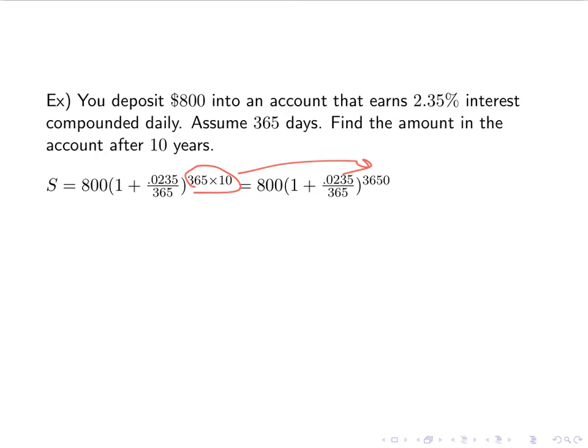0.0235 divided by 365 is something really terrible. It's not something nice, so leave the whole thing in there. Plug that into your calculator, and you should be getting $1,011.92.